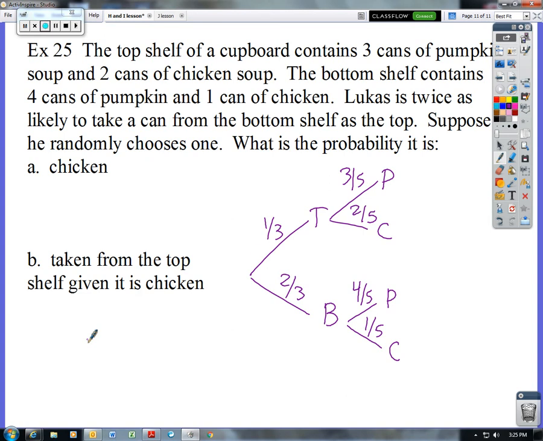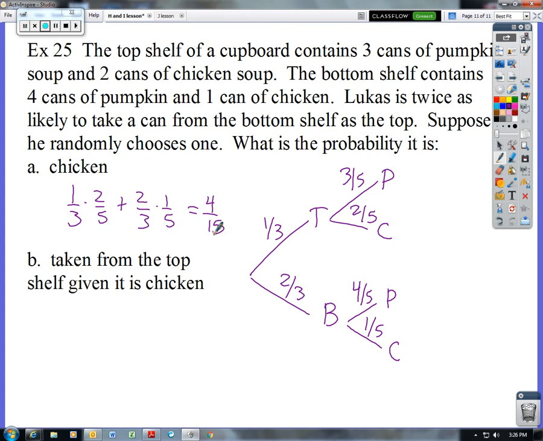That's going to be either this branch or this branch, so we multiply along the branches and then add them. So 1/3 times 2/5 plus 2/3, I am doing chicken, times 1/5. I'm going to keep my denominators. I'm going to have 2 plus 2, 4/15 for the probability of getting chicken.